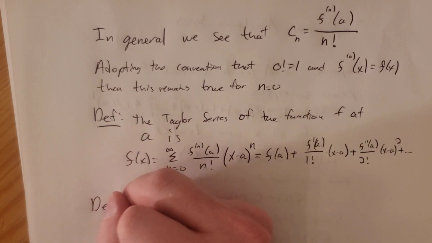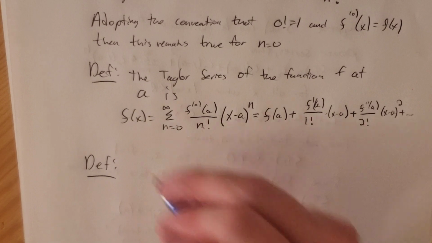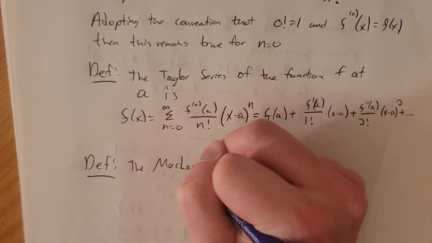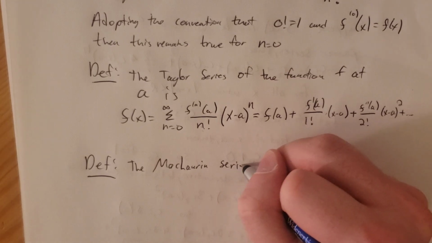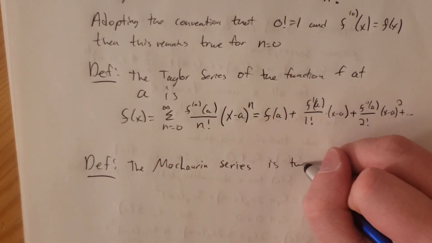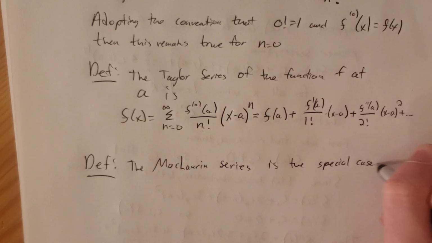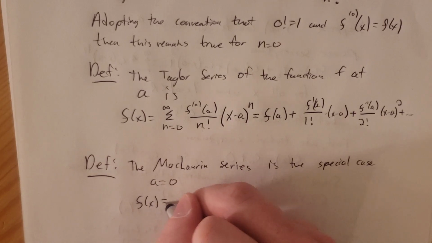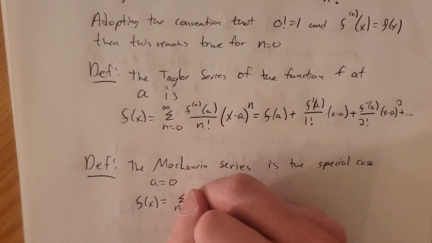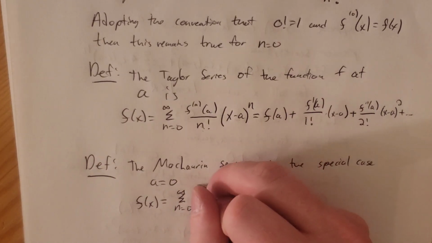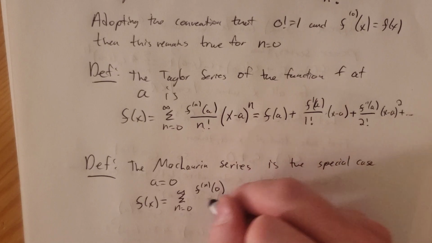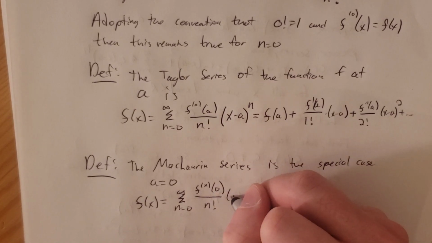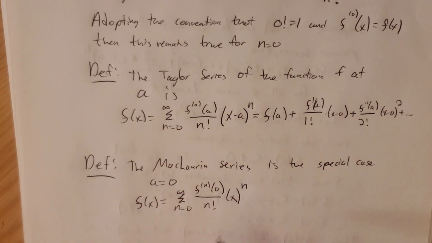And we have a similar definition here for a MacLaurin series. So the MacLaurin series is the special case a equal to 0. So, the MacLaurin series of f of x is n equal to 0 to infinity of the nth derivative of f evaluated at 0 all over n factorial times x to the n, right? Because x minus a to the n is what we normally have, but a here is 0, so we just get x to the n.